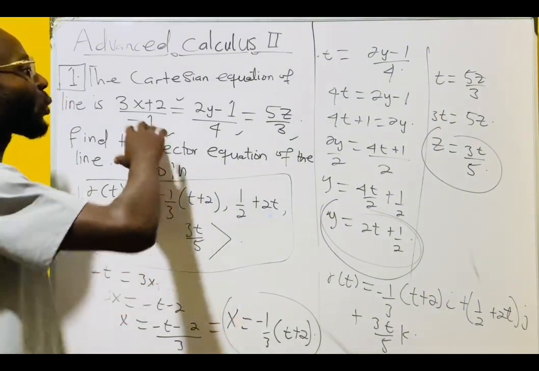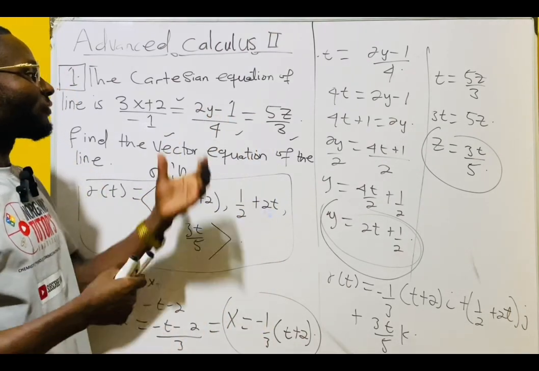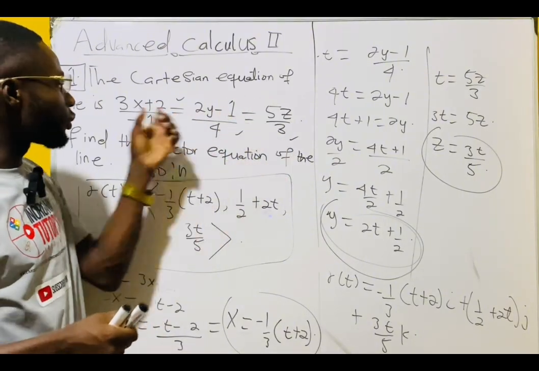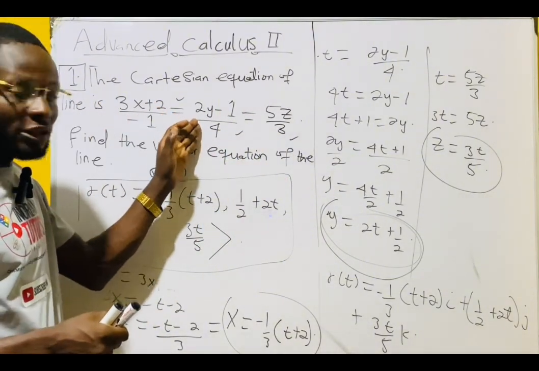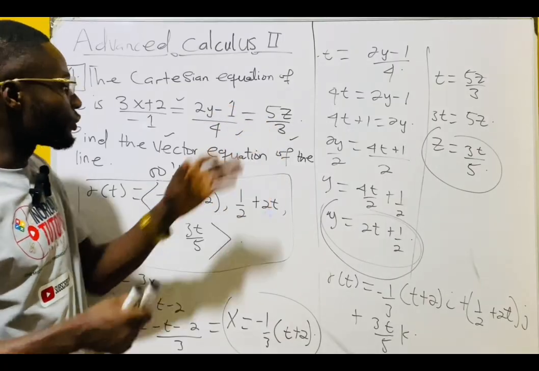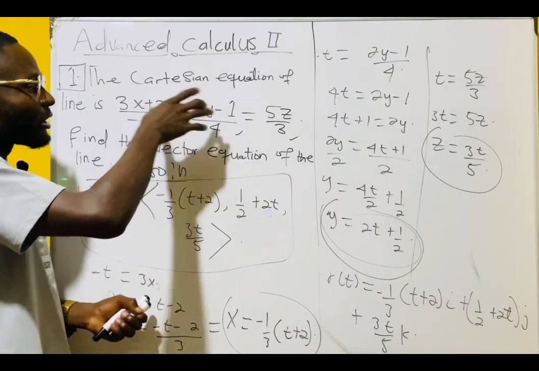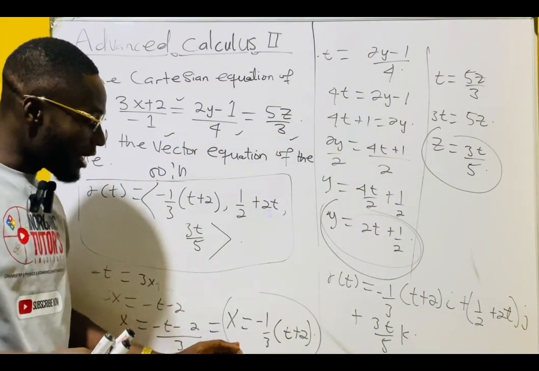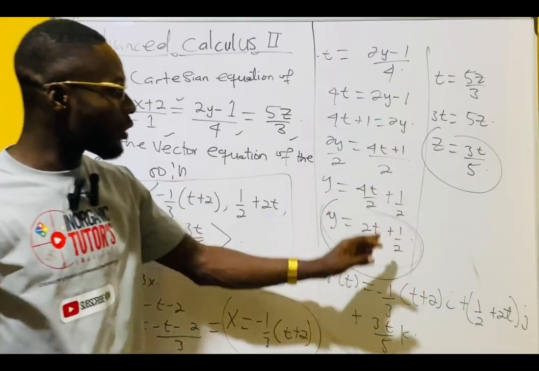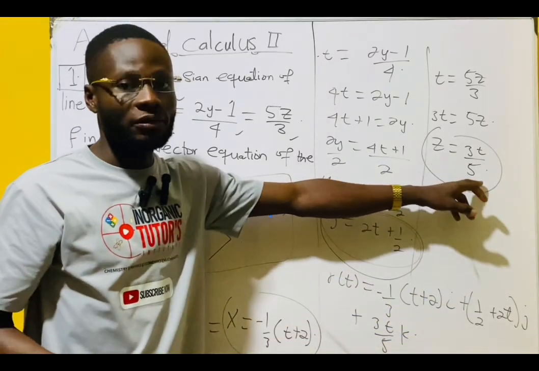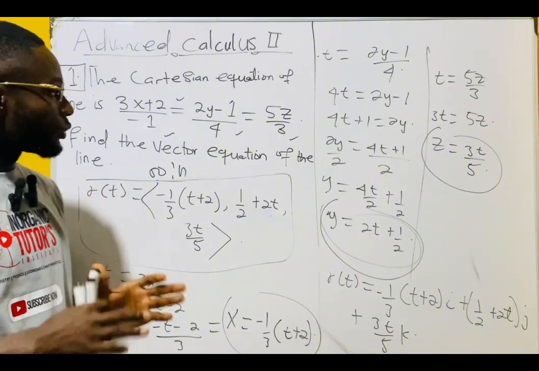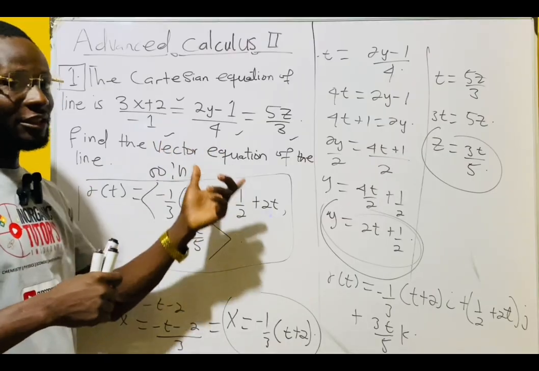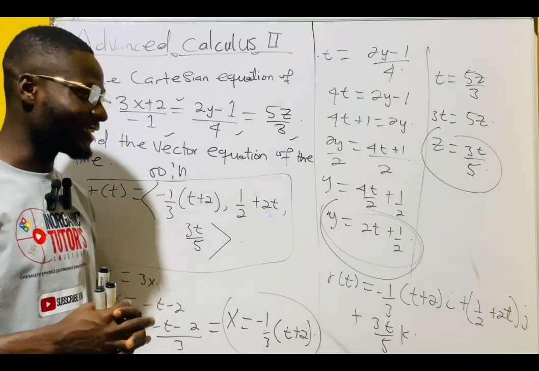So if you have any question of this form, first of all, represent each component by a ratio, and the ratio should be common to all. So if you are using t equals this, the same t should be equal to this, and the same t should be equal to this, so that when you make x the subject, y the subject, z the subject, you have x in terms of t, y in terms of t, and z in terms of t. So that is the process we go through to find the vector equation of a line, given the Cartesian equation. All right, so let's move on to the next question.